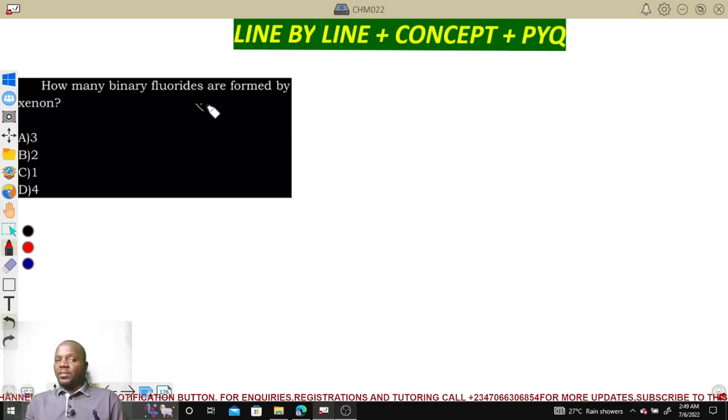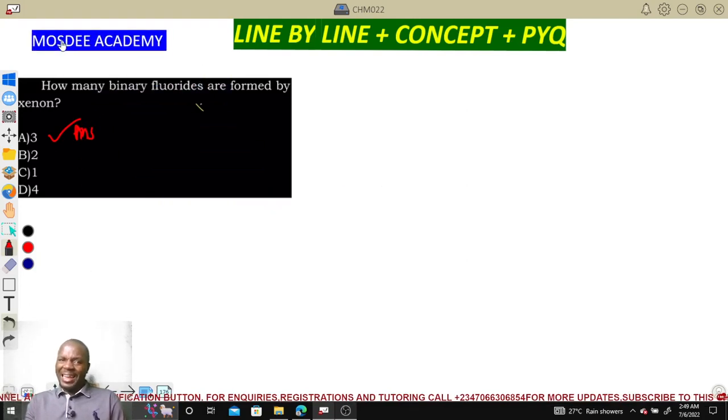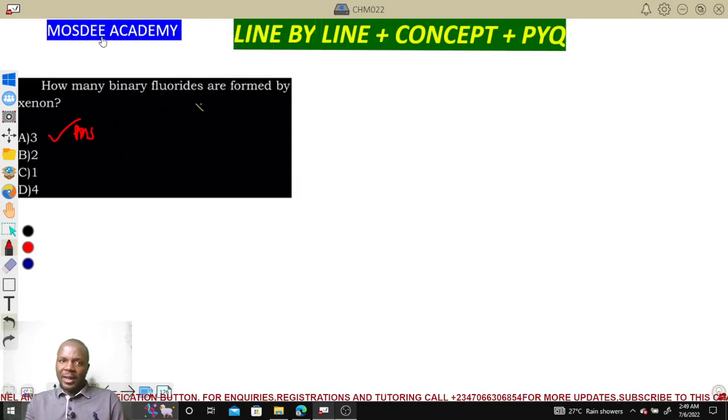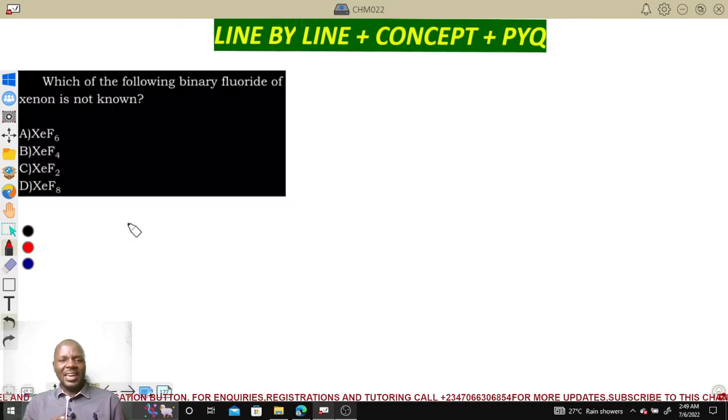How many binary fluorides do we have? XeF2, XeF4, XeF6. So there are 3 of them. I talked about that in the concept just now. So let's move on. Line by line chemistry is the best way to understand chemistry concepts without any problem. So then you put down stuff. The next question here is, which of the following binary fluorides is not known? XeF2, XeF4, XeF6. We know this, we know this, we know this, we don't know this. So this is the answer to the question. There are 3 binary fluorides of xenon, which we have talked about.